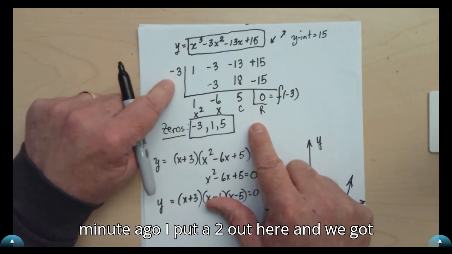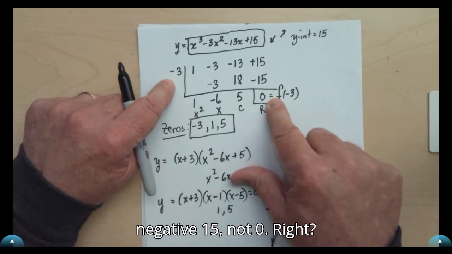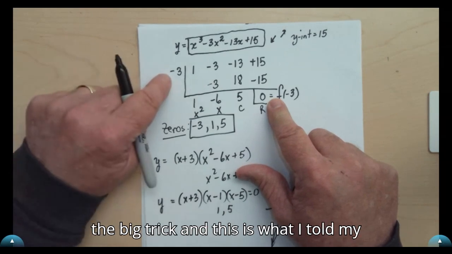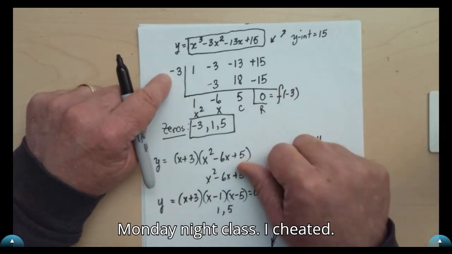Remember a minute ago, I put a 2 out here and we got -15, not 0, right? Everybody see what I'm saying? So that's the big trick.